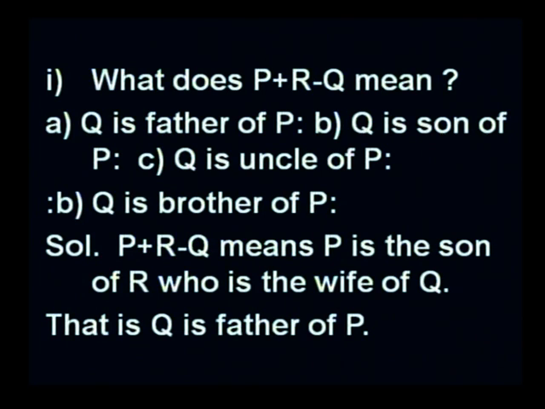So, this looks really simple. You will have to only break the code that has been given to us. From that code, we will have to understand the symbol. In this particular problem, he has given what P plus R minus Q means. Based on that P plus R minus Q, we have to find the relationship.